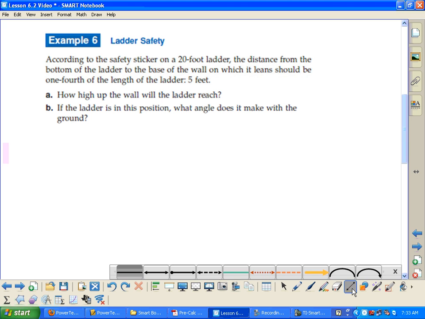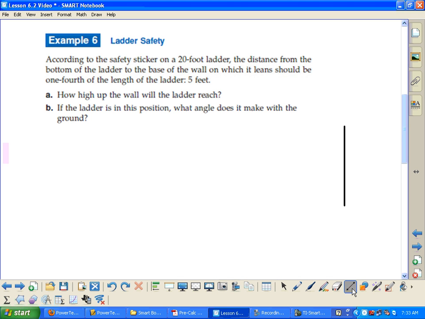So we have, here's our wall. Here's our ladder, which is 20 feet. And then this distance here is going to be 5 feet. So we've got the ladder, which is 20 feet. Don't forget the ladder is always the hypotenuse of our right triangle. And it should be 5 feet away from the wall, since that's 1/4. And we want to find out how high up the wall the ladder reaches, so we want to find the height. So this would be a Pythagorean theorem question.